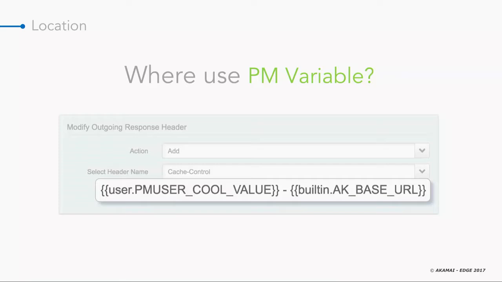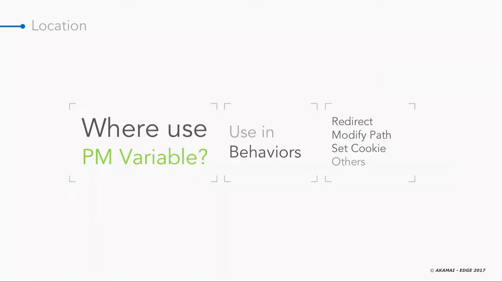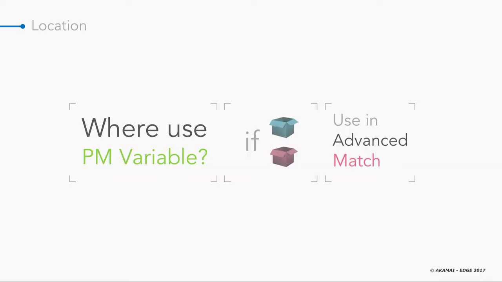In this case, we're using the two types of variable Francisco just mentioned, a PM user value and a built-in variable. Interesting thing here is that you can concatenate the string. We have a dash in the middle, so the field is going to have the value of both variables and the string. You can use them on other behaviors. You can use them on redirects, modify path, set cookie. There are other behaviors where you can use them.